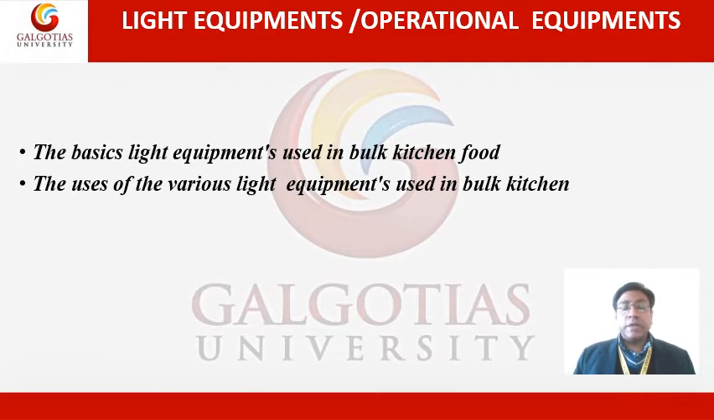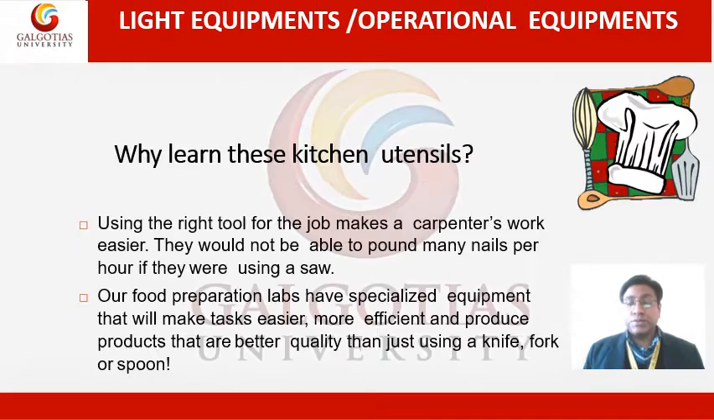So in this chapter, we are going to learn the basic light equipments used in bulk kitchen food preparation and what are the uses of each light equipment. Now, what is the use? Why learn the light equipments? The basic reason is that as a skill-based program, we should be aware of what the equipments are and what their role is. To get a perfect dish or a perfect product, we need to use a particular utensil for a particular purpose. Then only we will come to a desired result.